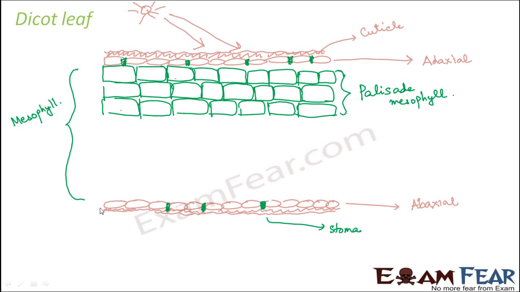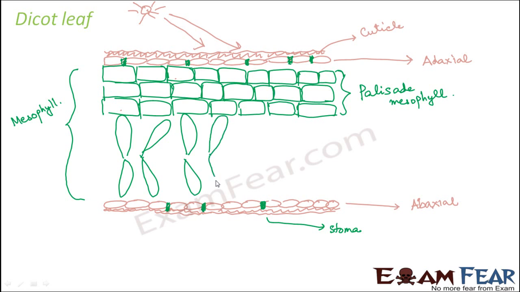Now what is there in the lower layers? In the lower layers we have another type of cells with a lot of empty space which are arranged somewhat like this. These are the cells. Now this layer is known as spongy mesophyll. Why is it called spongy? Because there is so much empty space here.